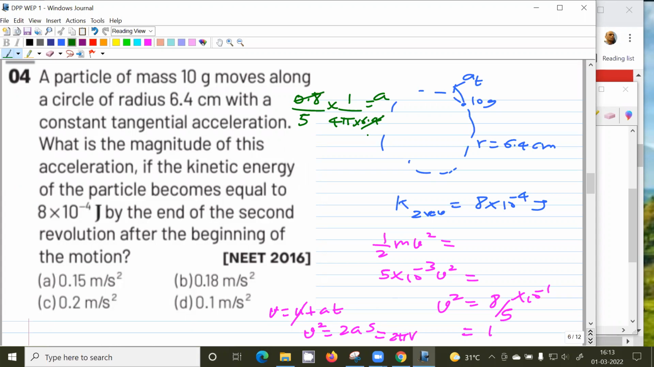So acceleration v square by r only, no sir. No, that is the centripetal acceleration. Here you have to use the tangential motion. The tangential acceleration. You have to consider the radial part and the tangential part separately, but here it's only tangential part.